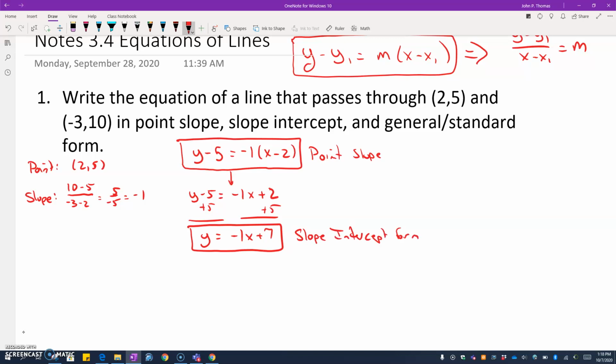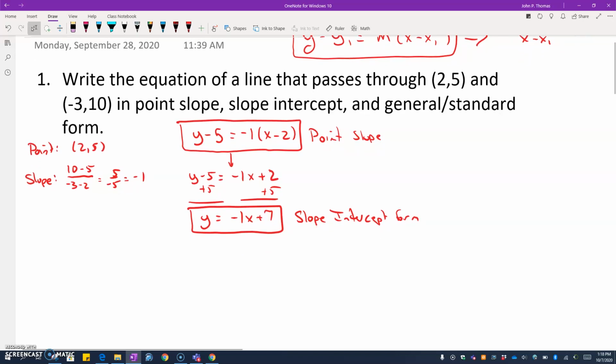So again, to get to slope-intercept form, I'll always build it from point-slope form. Occasionally, we'll be in a lucky situation where we're actually given the y-intercept. That's the one situation where I might go to slope-intercept form initially. Otherwise, I'm always just going to build it from point-slope.